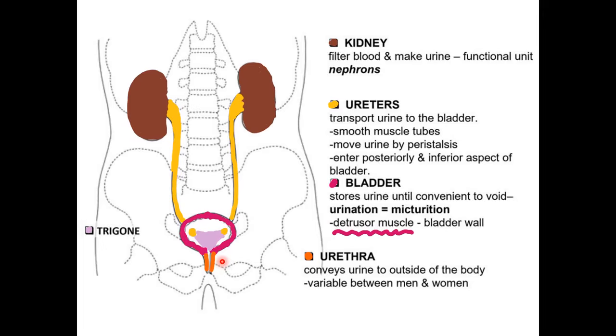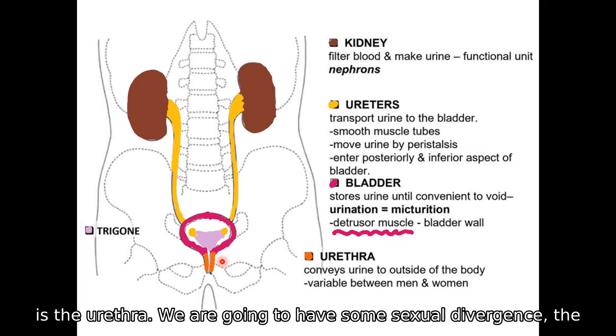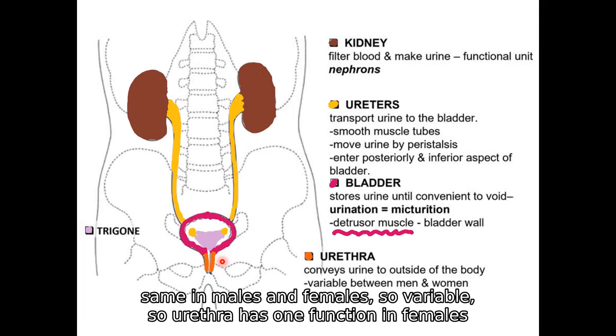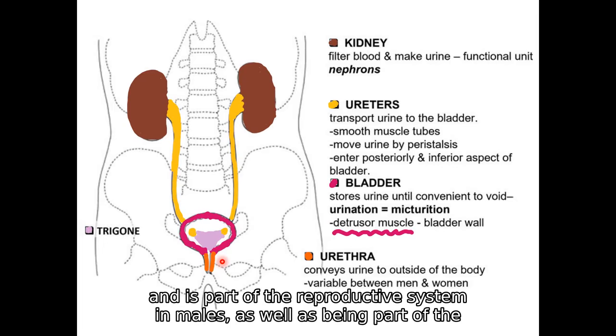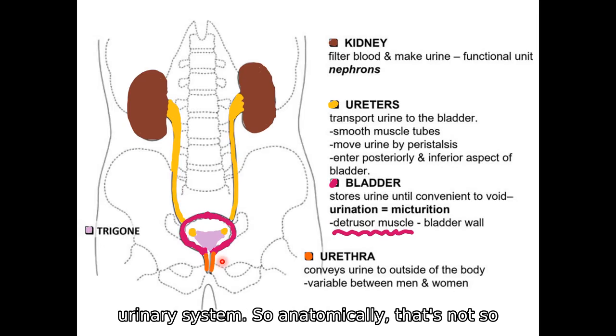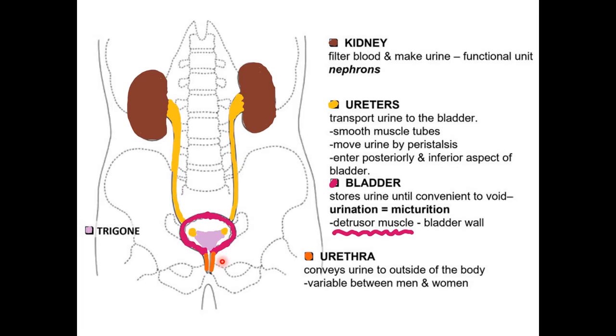And then the exit tube or portal is the urethra. We are going to have some sexual divergence. The urethra is not the same in males and females, so it's variable. The urethra has one function in females, and in males it is part of the reproductive system as well as being part of the urinary system. So anatomically, that's not so bad, is it?